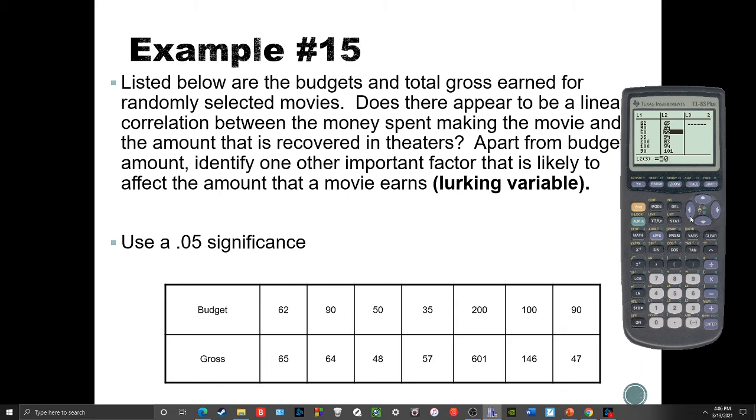I was looking at the wrong list there. 48 million, 57 million. So that's a low budget film that made quite a bit. 601 million, again, Marvel film. 146 and 47. Okay. So again, you have high spending, high earning. Again, like I said, Marvel film. And then you have high spending, low earning by proportion, probably a DC film.